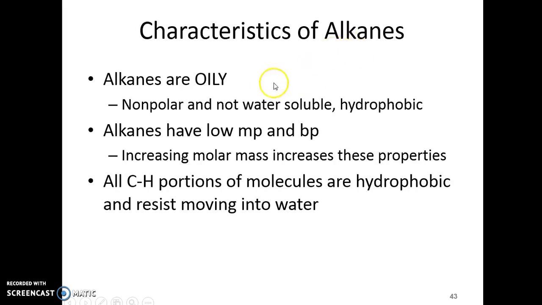The characteristics of the alkanes, because they're all made of carbon and hydrogen, that's all that's in them, they're nonpolar. And so they're not water soluble and they are hydrophobic. That's why we say water and oil, which are basically alkanes, don't mix, because there's nothing there that allows water to hydrogen bond to it. Alkanes have low melting points and boiling points unless they have a really large mass. And any portion of an organic molecule that is made of carbon and hydrogen is hydrophobic and resists moving into water. So even if there's a functional group on there that can hydrogen bond to water, the rest of the molecule that's carbon and hydrogen is hydrophobic.